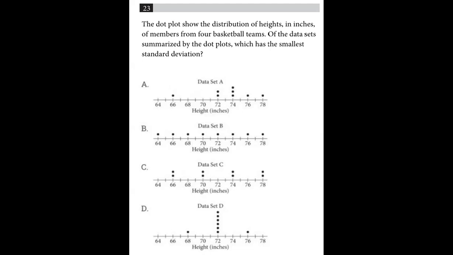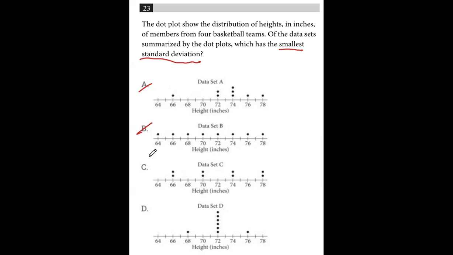Okay, so for question 23, we have different data sets, and we're asked to find which of the data sets summarized by the dot plots has the smallest standard deviation. The standard deviation is basically how far most of the points are from the mean. In this case, you have points such as 66 and 78 that are pretty far away from the mean of 74, so it's not that one. This one has the highest standard deviation because all of the points are equidistant away.